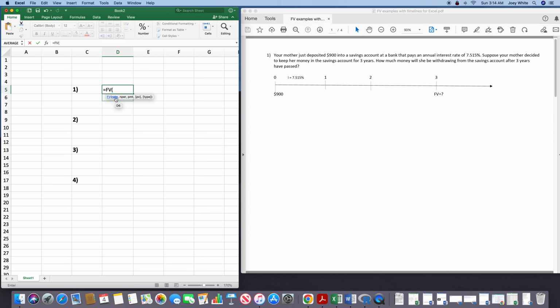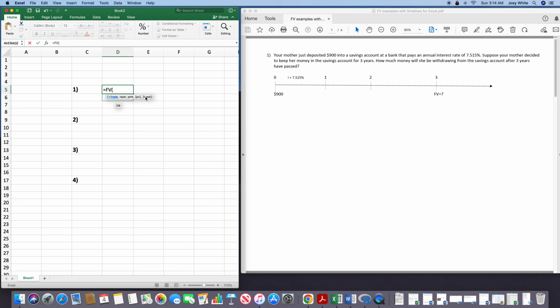So rate is the interest rate. That needs to be put in decimal form. NPER is the number of periods. PMT is the payment. PV is the present value, and then type is a designation for whether or not we're looking at an ordinary annuity or an annuity due. I'll come back to type in a second. Type is not relevant for this problem because this is a lump sum problem, not an annuity problem.